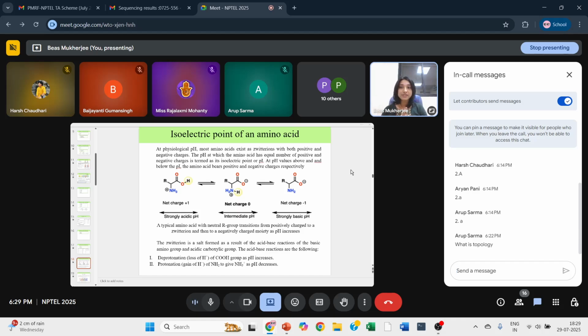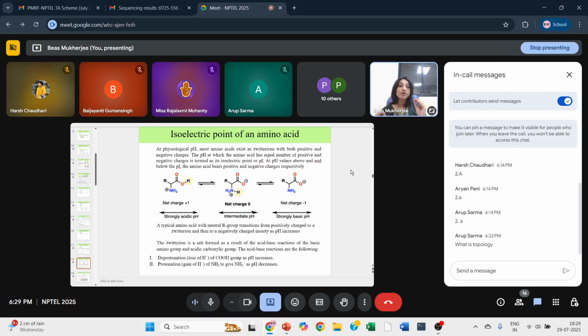So how can you remember this? Let's imagine it this way: when the pH is very low, the H plus ion concentration is very high, because pH is the negative log of H plus. So that is why this NH2 group has accepted an H plus and become positively charged, right? But the COOH group is uncharged.